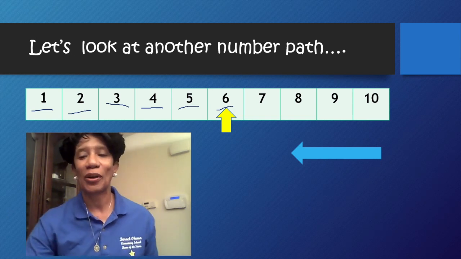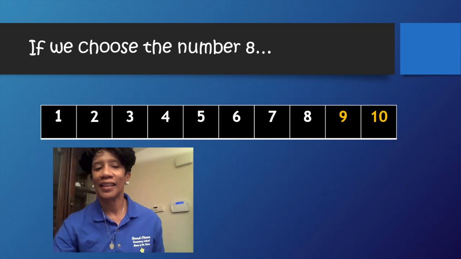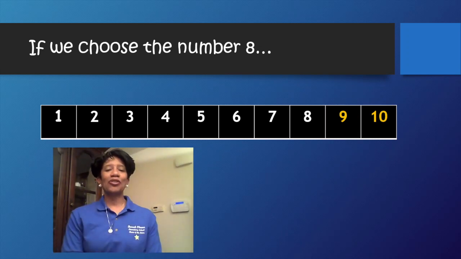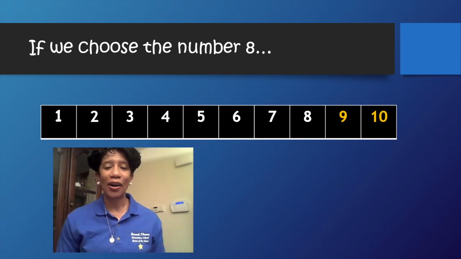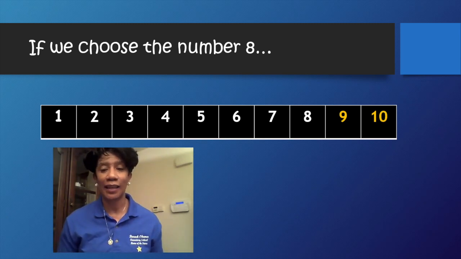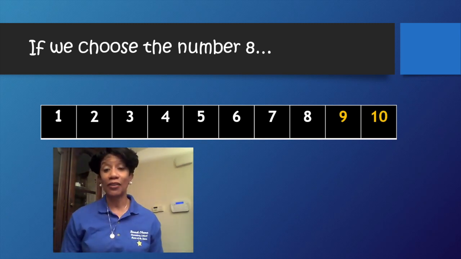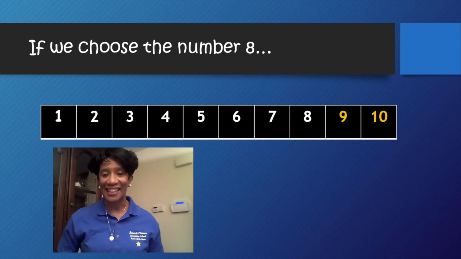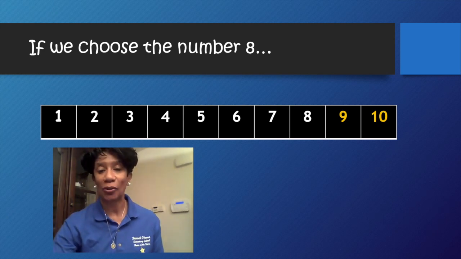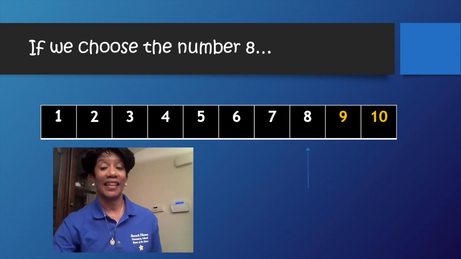Let's look at one more. Let's say we choose the number 8. So I have our numbers 9 and 10 in a different color because we're not even going to need to look at those on our number path because we're starting at what number? We're starting at 8. So we're going to count backward from 8. Are you ready? Here we go.